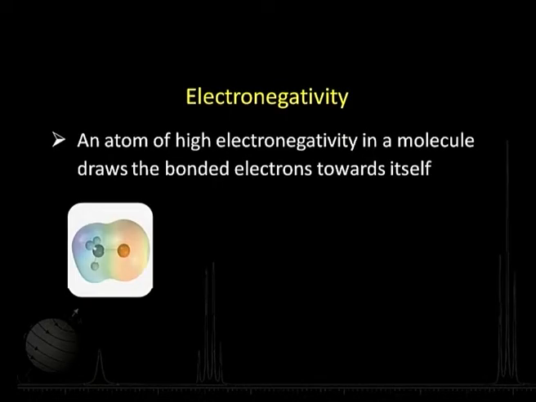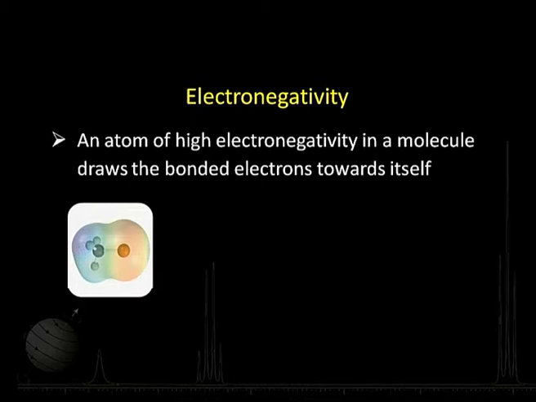Now, if you have an atom of high electronegativity in a molecule, it draws the bonded electrons towards itself. This is just a picture here: this is carbon, these three are hydrogens, and this is a chlorine atom. Chlorine has a very high electronegativity as compared to that of carbon. As a consequence, the electrons around this carbon will be pulled by the chlorine atom, and this carbon becomes a little electron deficient. It will pull electrons from the protons there. So, as a consequence, these protons become deshielded. That is how electronegativity comes into the picture.